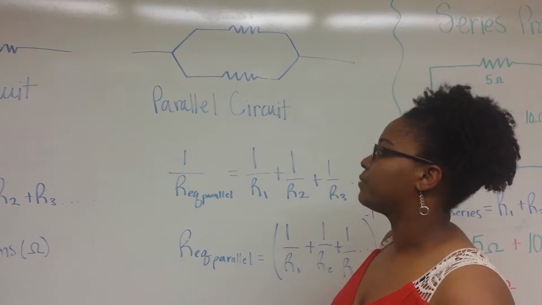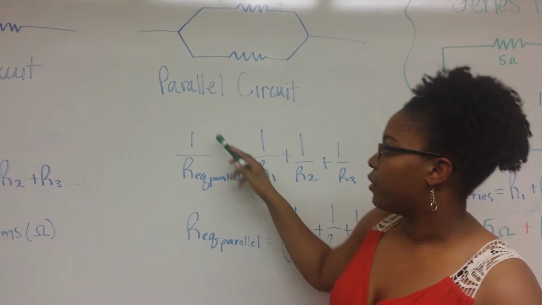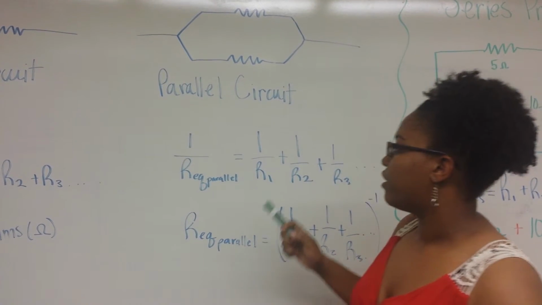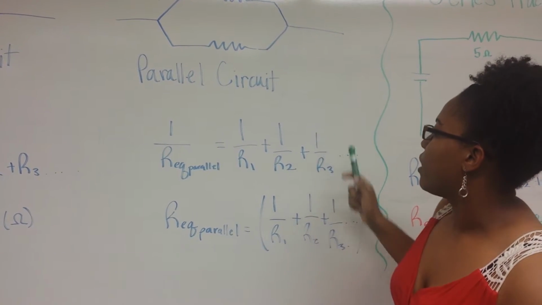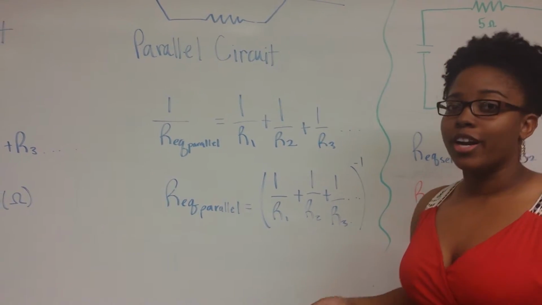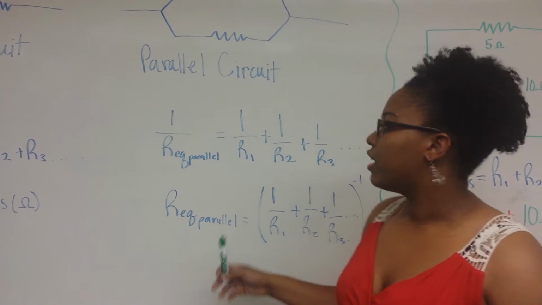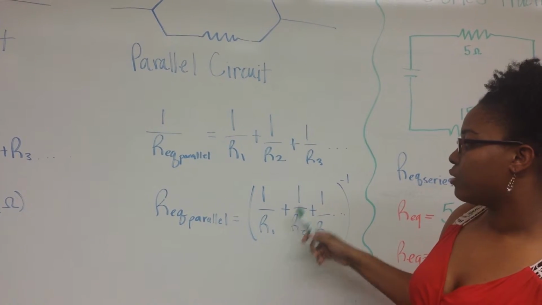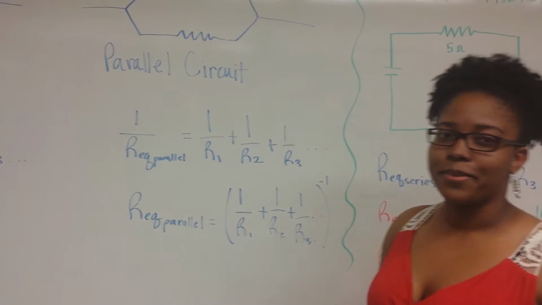with the other resistor. And the formula for equivalent resistance in parallel is 1 over the equivalent resistance in parallel equals 1 over R1 plus 1 over R2 plus 1 over R3, and so on and so forth, depending on how many resistors that you have. Or, if it's easier for you, you can write it as equivalent resistance in parallel is equal to 1 over R1 plus 1 over R2 plus 1 over R3, and then find the inverse of that number.